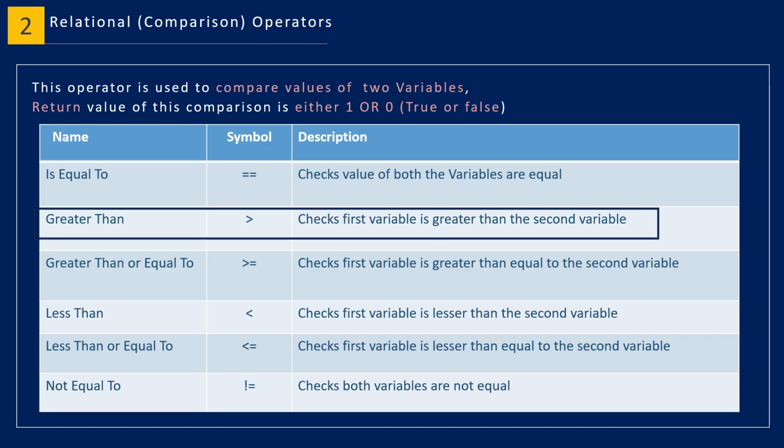Greater than symbol you can see here. It checks whether the first variable is greater than the second variable. If it is yes, true, then it returns 1, else it will return 0.